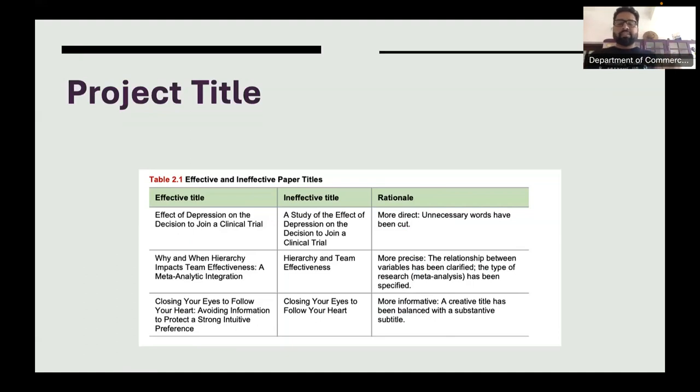The ineffective title has only the first part. So we can add a subtitle also in some titles. In some titles we can find one main title, and then a subtitle. The subtitle is to substantiate the first one. Okay.